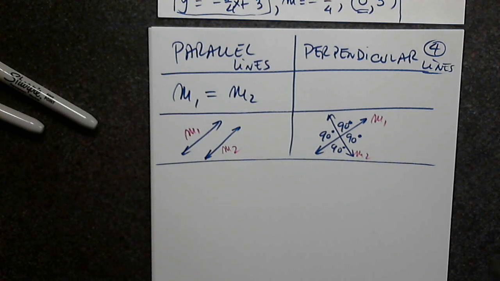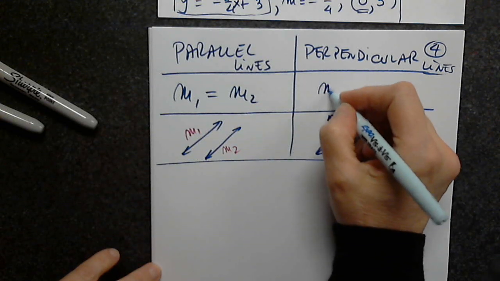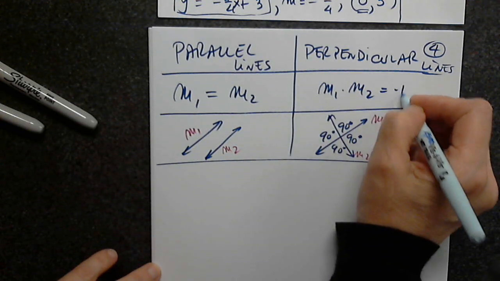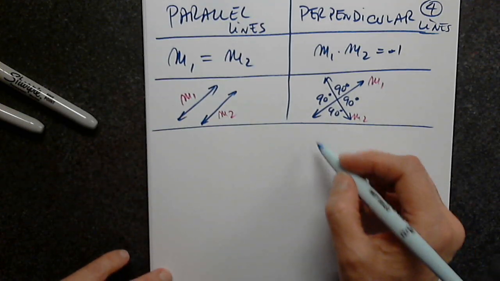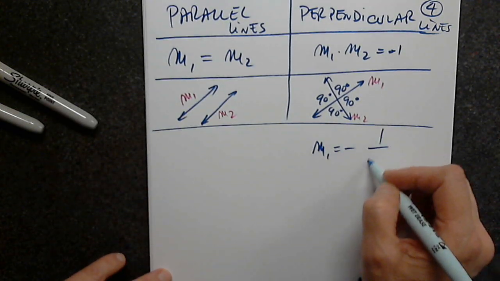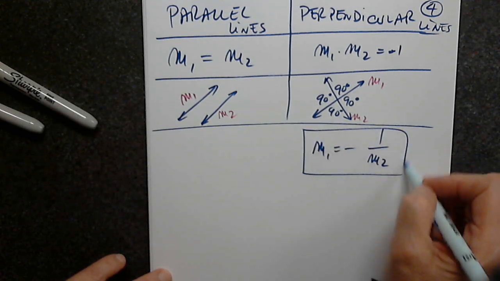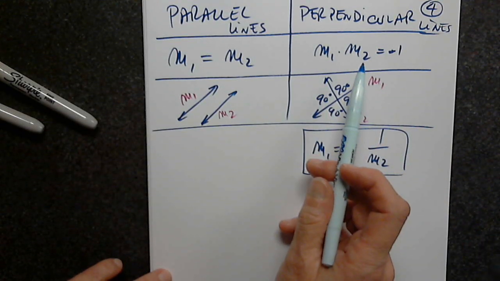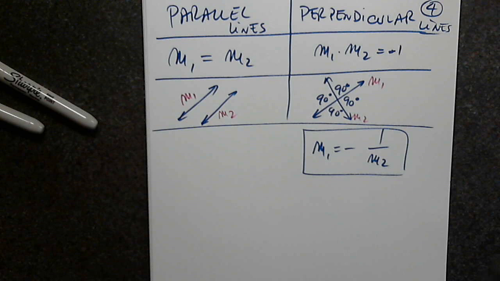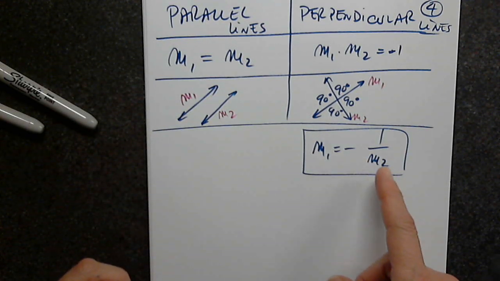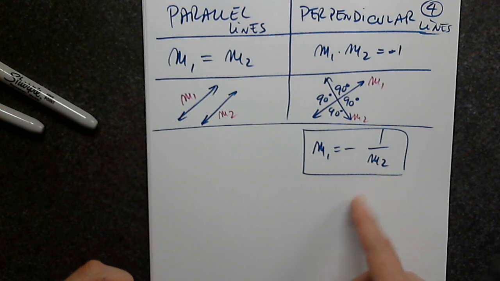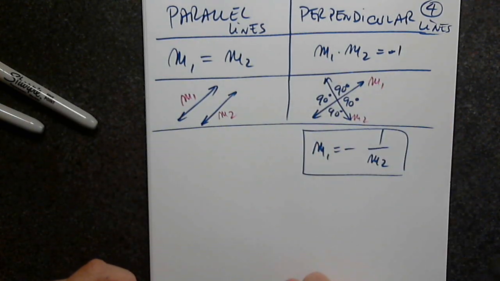Negative multiplicative inverses of each other. I don't like that. I like to say the product is -1. I know you remember it like this. It's the same thing. If you cross multiply, you get that. So is it easier to say one slope is the negative multiplicative inverse of the other, or is it easier to say the product is -1? It's up to you. They mean the same thing.